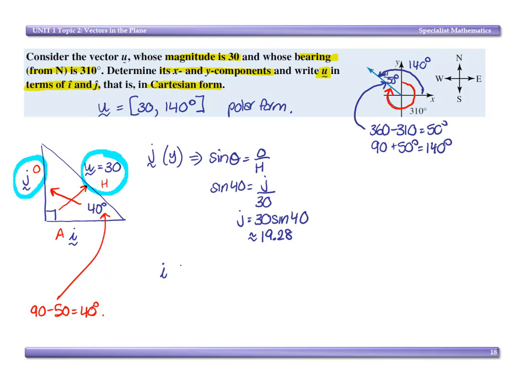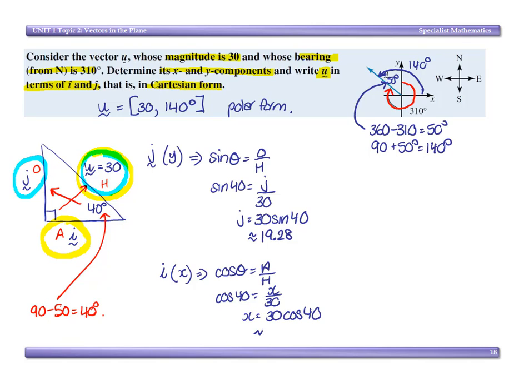My i, or my x component, when you look at your diagram, that's adjacent and hypotenuse. So that's cos theta is adjacent over hypotenuse. Cos 40 is x over 30, so x is 30 cos of 40, which is approximately 22.98. Now we're in our second quadrant, so that's going to have to be negative 22.98.